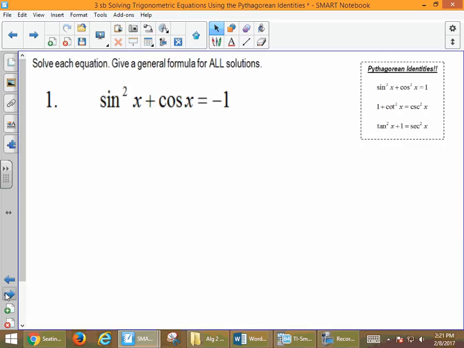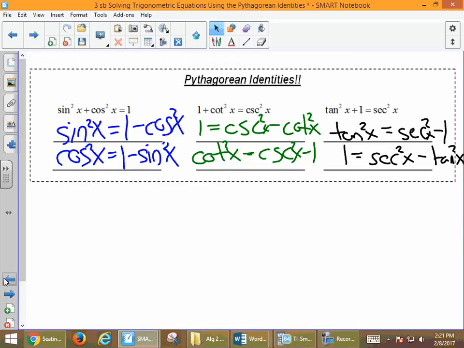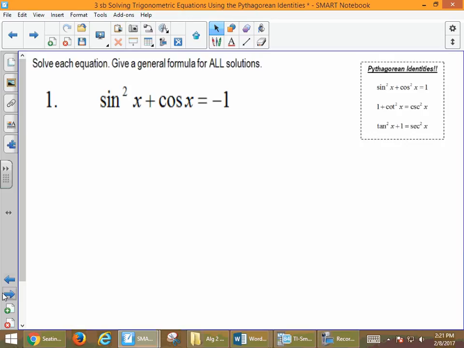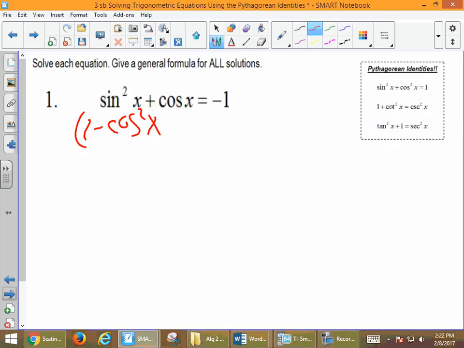If we look back, or if you look just up, we have sine squared of x equals 1 minus cosine squared of x. And that's one of our trig identities. So we're going to replace, or substitute, sine squared of x with 1 minus cosine squared of x, and then plus cosine of x equals negative 1. So I just took my sine squared of x and replaced it with 1 minus cosine squared of x, from our trig identity.